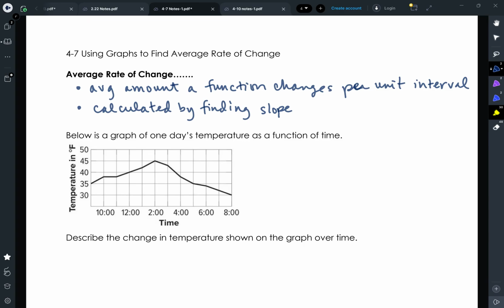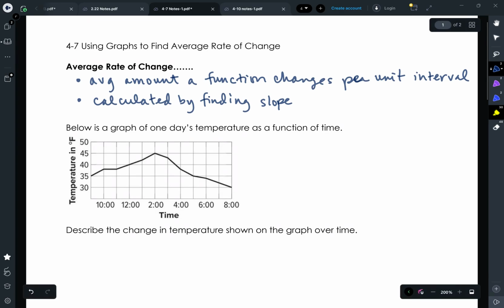Below is a graph of one day's temperature as a function of time. Describe the change in temperature shown on the graph over time. So looking at my scale down here, it looks like I've only got the even hours labeled for time. That's like my x-axis, my input. So even though there's a 10 o'clock right here, my graph's really starting at 9 a.m. So at 9 a.m., our temperature is 35 degrees. And it looks like our temperature is going up. It kind of levels off again, and it's going up again.